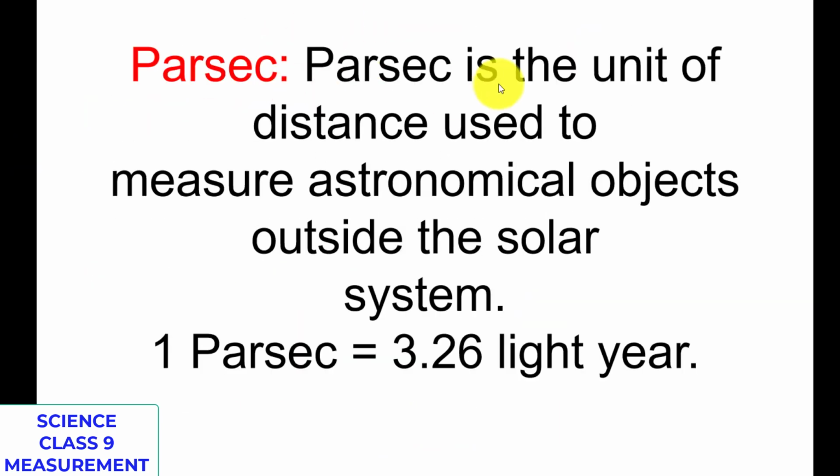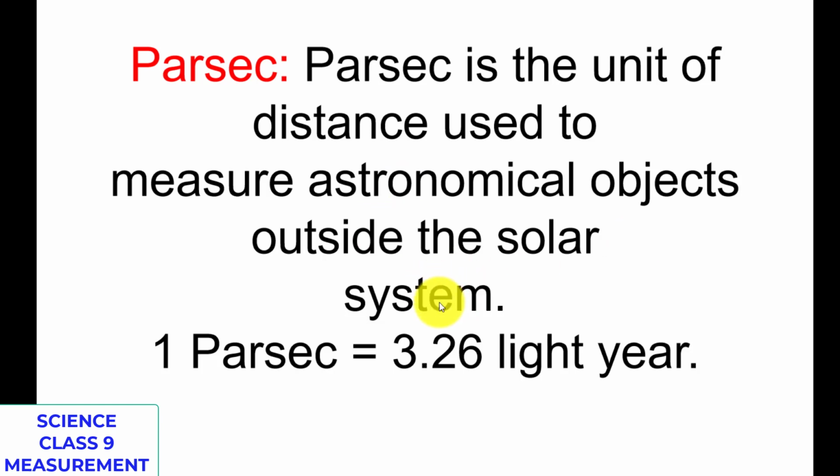Okay. Now, coming to the case of parsec. Parsec is the unit of distance. It is also a unit of distance, which is used to measure the astronomical objects which are outside the solar system. That much larger it is. When you compare, inside the solar system we are usually using the unit light year. But if you multiply the light year by 3.26, that is measured outside the solar system.